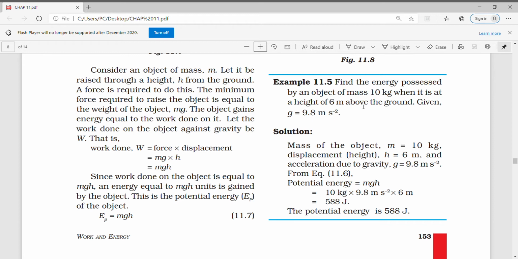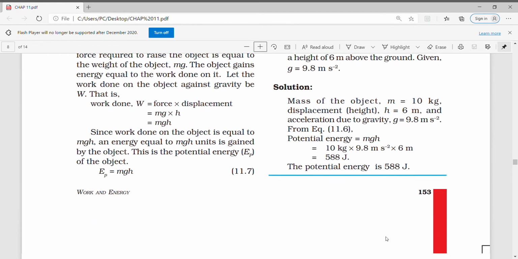So basically here we are to calculate potential energy, and for potential energy the formula is mgh. Mass is 10 kilograms, h is 6 meters, g is 9.8 meter per second square. Put all the values, and when you solve it, you will get the answer 588 joules. So potential energy is 588 joules.